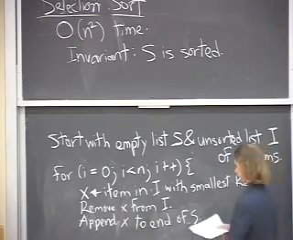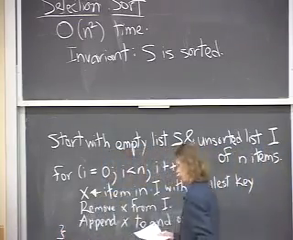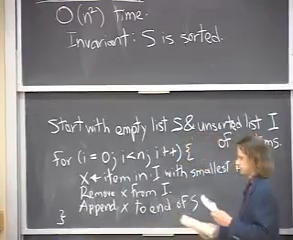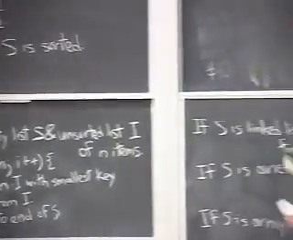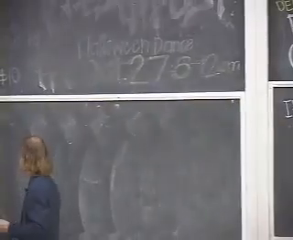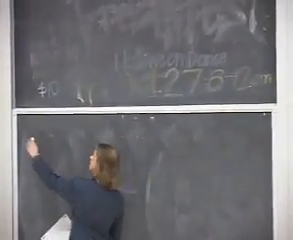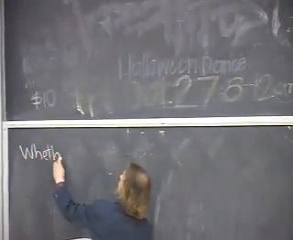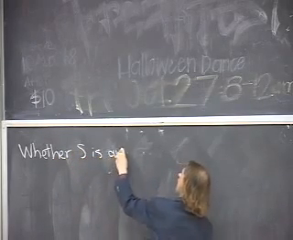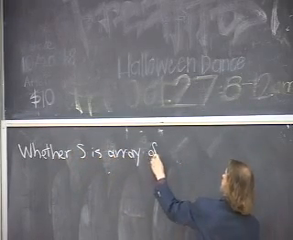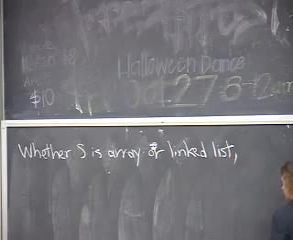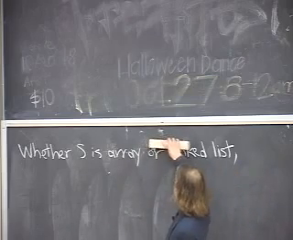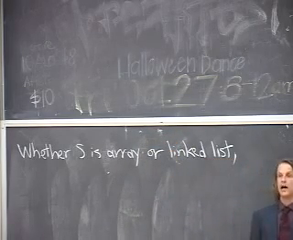And that's that algorithm. Now, whether S is represented as an array or a linked list, once again, searching for the minimum item always takes linear time.